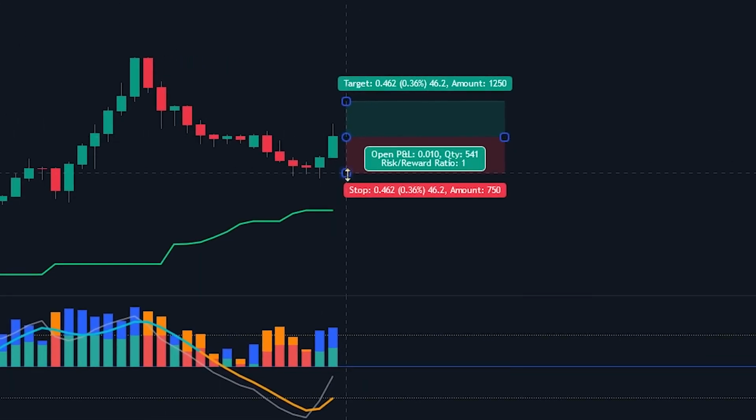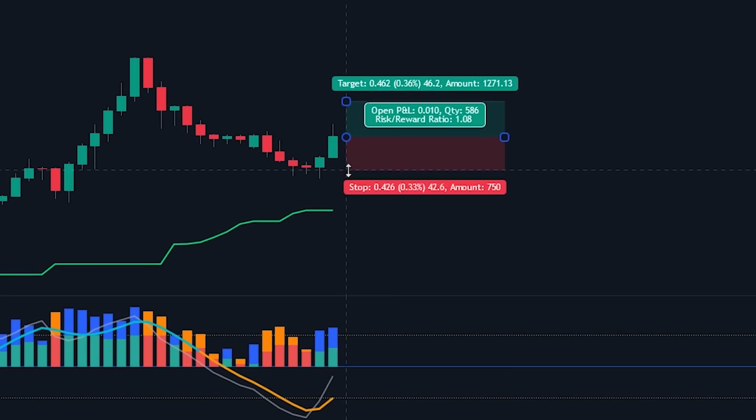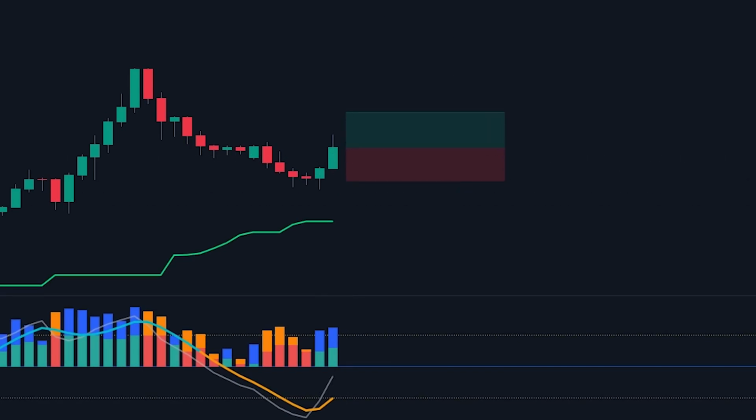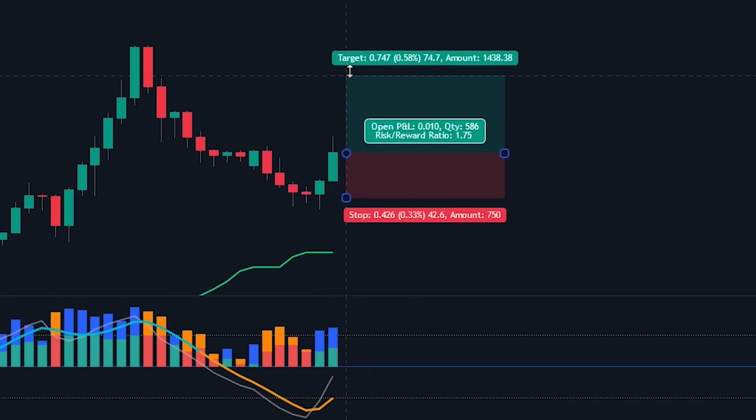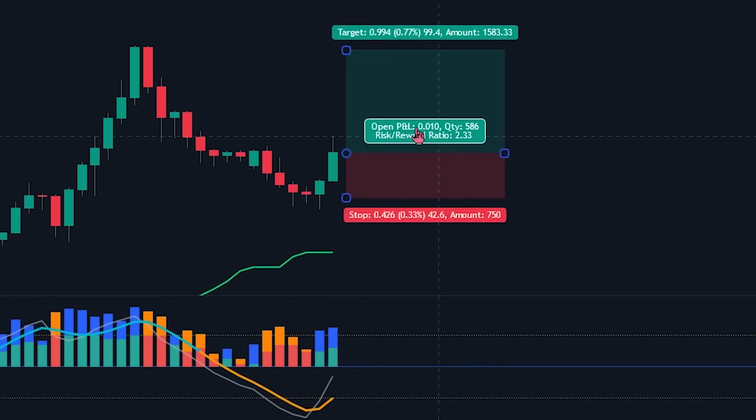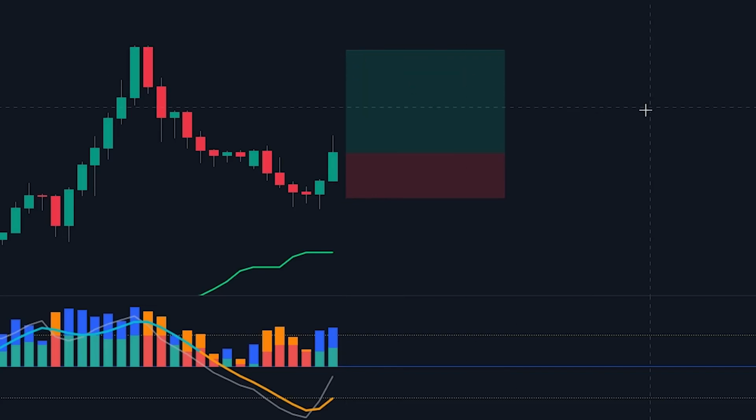We'll be placing the stop loss at the recent swing low. For the take profit, we'll be targeting a recent swing high, aiming for a risk-to-reward ratio of at least 2. Now let's see how the trade plays out.